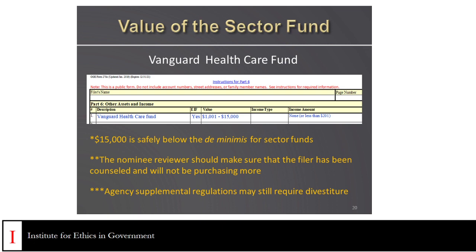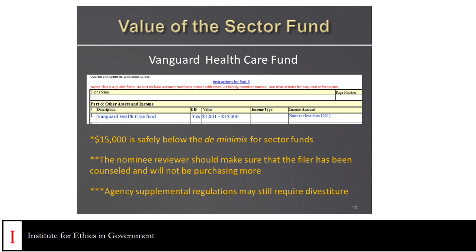The agency should counsel the employee not to purchase any more shares in the fund. However, if the fund was in the $15,000 to $50,000 range, the agency should inquire about the exact amount that the employee owns to see if it is approaching $50,000. If the fund value is over $50,000, then the exemption will not apply, and any asset in the fund would need to be evaluated for conflicts.